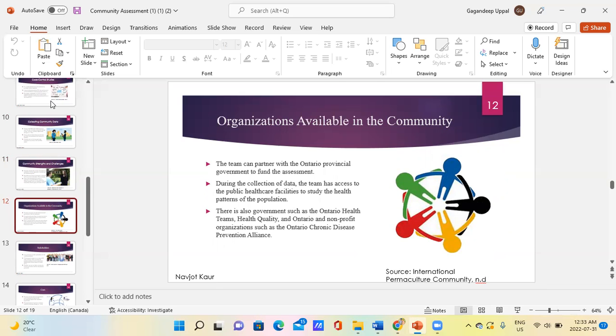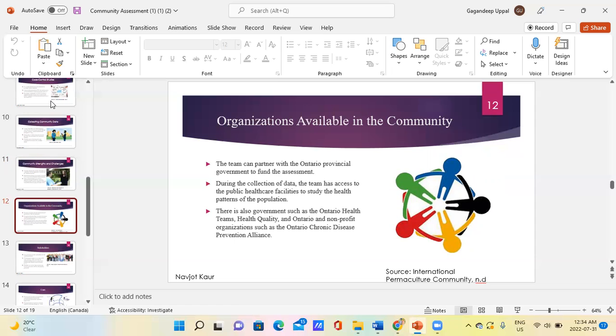So here my topic is organizations available in the community. As we all know, there are certain sets of organizations with whom we have to work in coordination. The team can partner with the Ontario provincial government to fund the assessments. These organizations often include churches, unions, healthcare agencies, social service groups, and clubs.